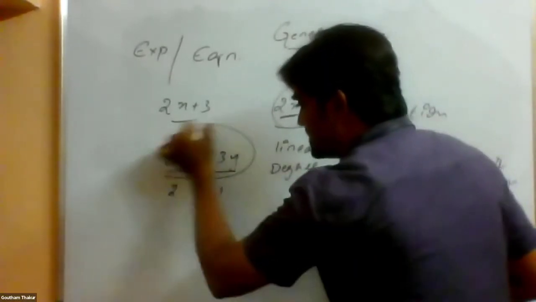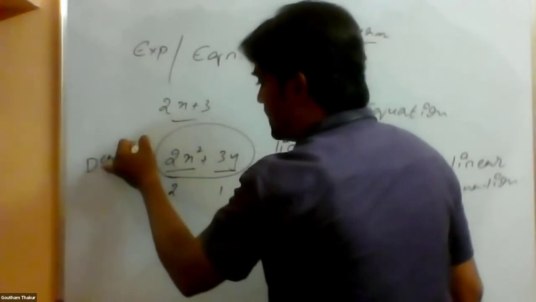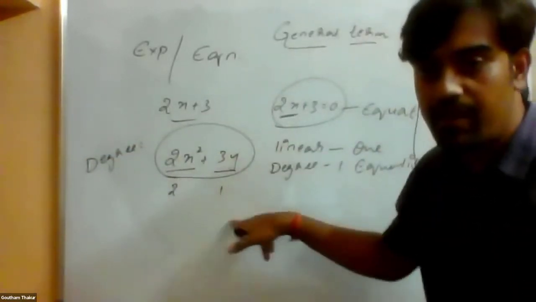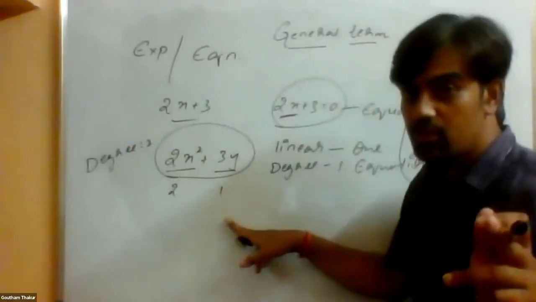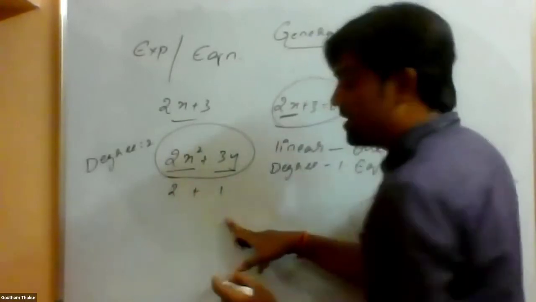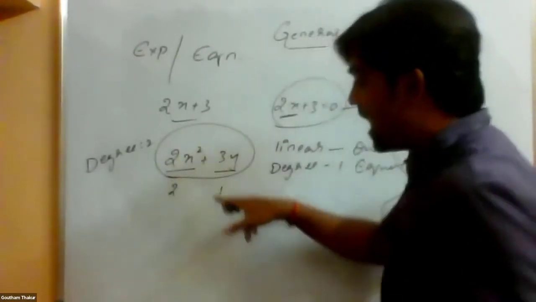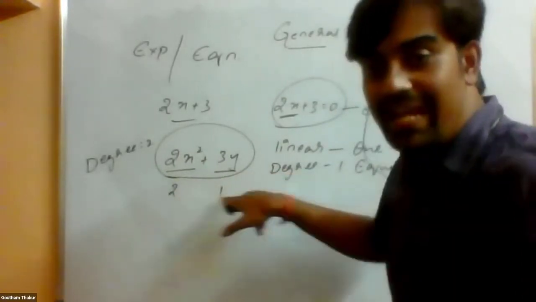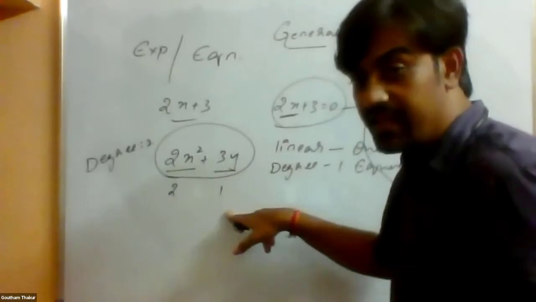So the degree of this entire expression is nothing but the highest power when compared to 2. It is 2, not 3. Many students will get confused as it is 2 plus 1. No, it is not 2 plus 1. It is just either 1 or 2. Any one of the terms, the highest degree will be considered.